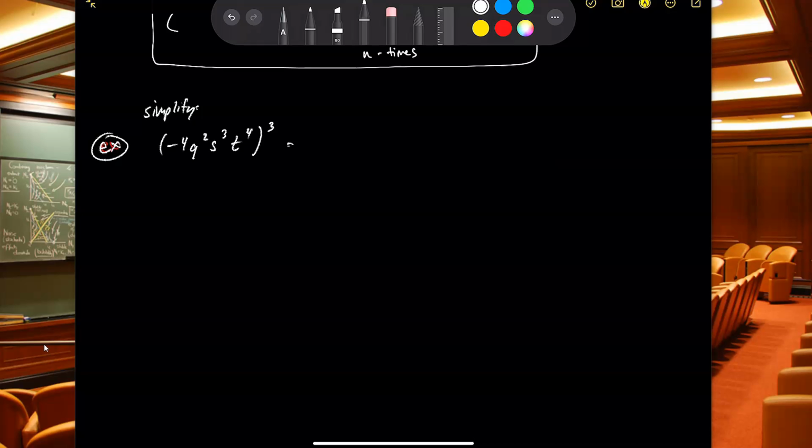So what does this mean? This means whatever we have on the inside, 3 times, right? 1, 2, 3. So we get negative 4 q squared s cubed t to the fourth, times negative 4 q squared s cubed t to the fourth, times negative 4 q squared s cubed t to the fourth. And now I can rewrite everything with the real number coefficients out front, all my q terms.